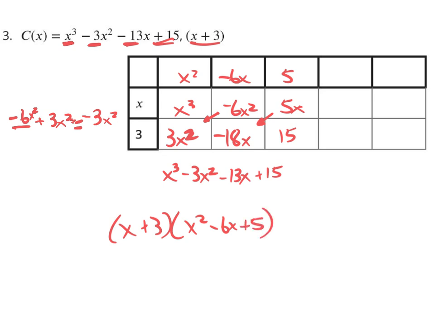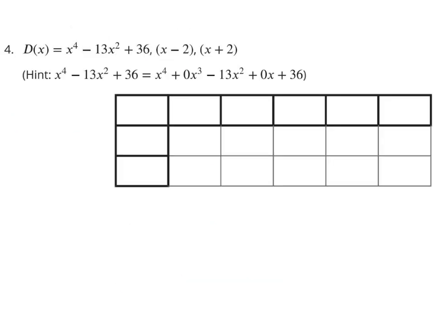This is easy to factor. Both the signs are the same. If the third term is positive, both signs are the same. The middle term is the sign of the larger number. So what are the factors of 5? Minus 1 and minus 5, so x minus 1 and x minus 5.